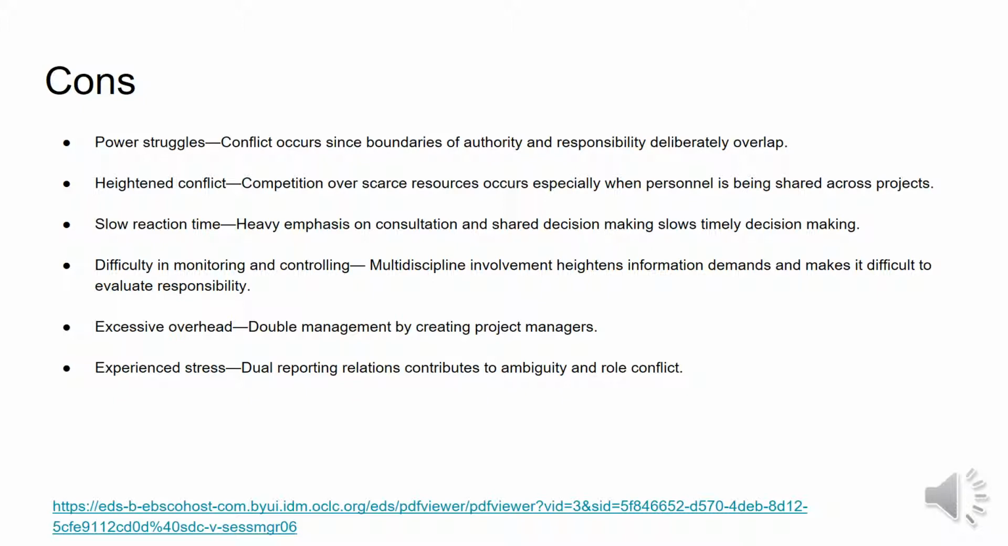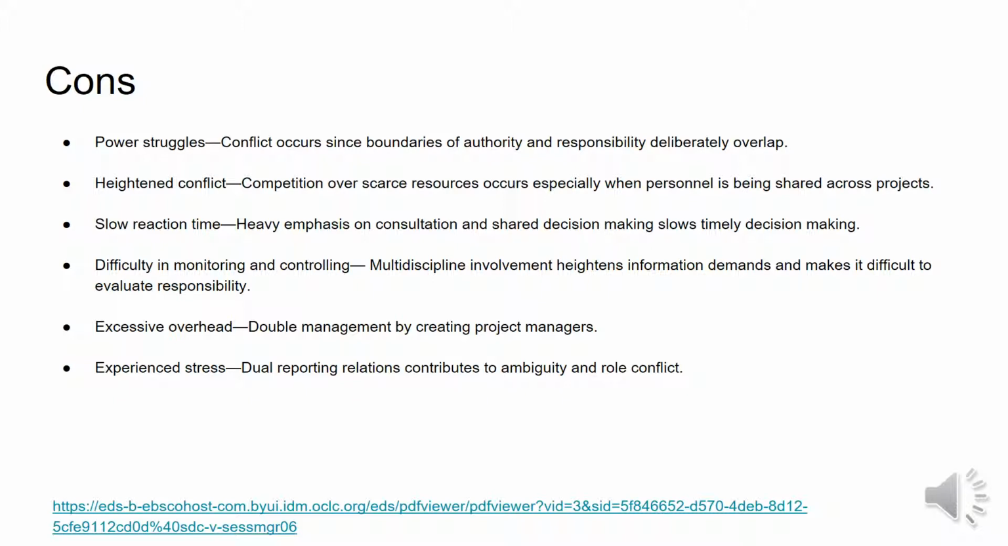Now, this was a pro that we talked about, where you can share your resources across multiple projects, but at the same time, it's a con because if your resources are being used elsewhere and you need them, that's going to cause a conflict with your project, and it's going to delay how soon you're able to deliver on your project. So you need to be aware of where your resources are at and make sure that they're being delegated to where they're supposed to be in a timely manner.